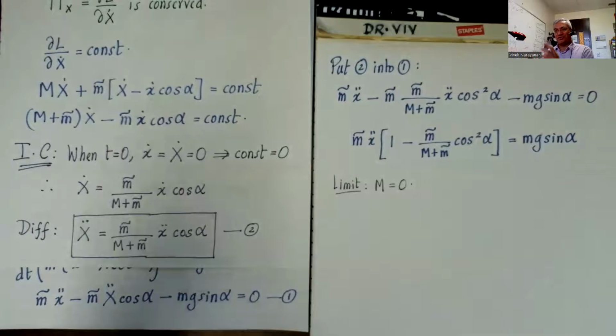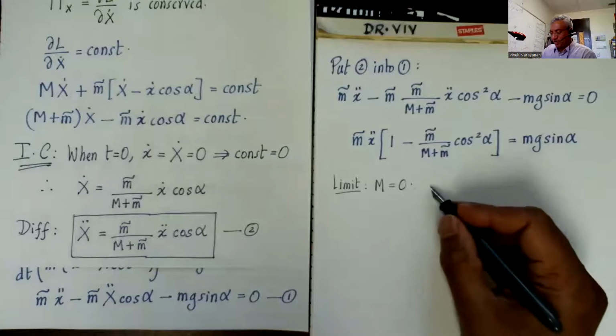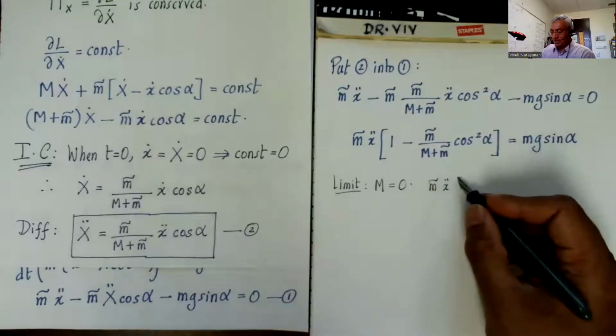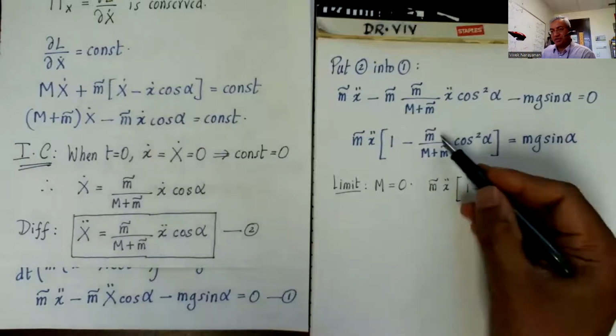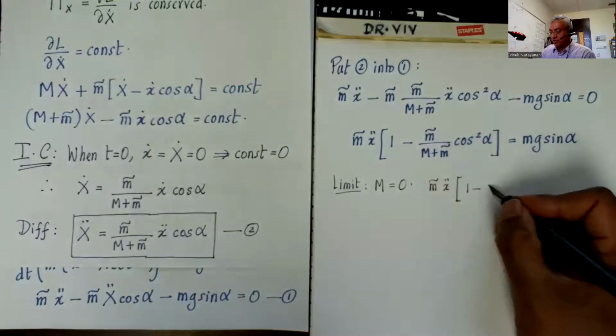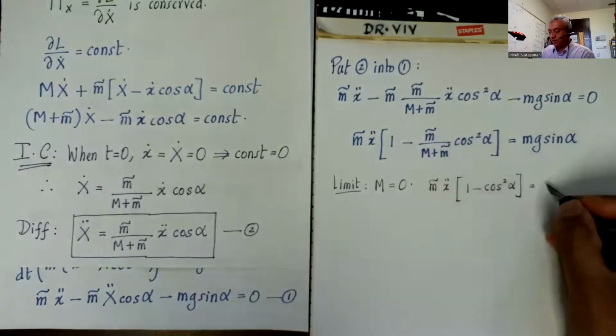It's like one of those cartoons. You don't have anything, and the ball realizes, oops, there's nothing under me, and it just falls straight away. Well, let's see if that is true. If m is 0, then I'm going to get m tilde x double dot, and then I have 1 minus m tilde over 0 plus m tilde, so that cancels out. Cosine squared theta, cosine squared alpha equals mg sine alpha.